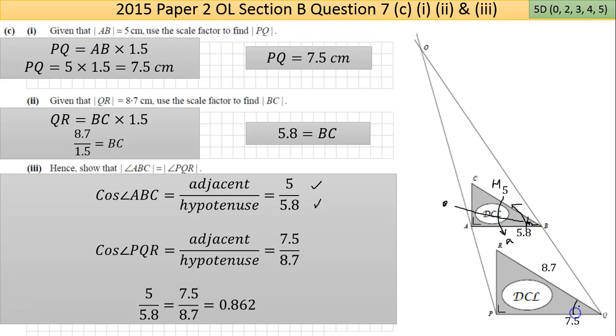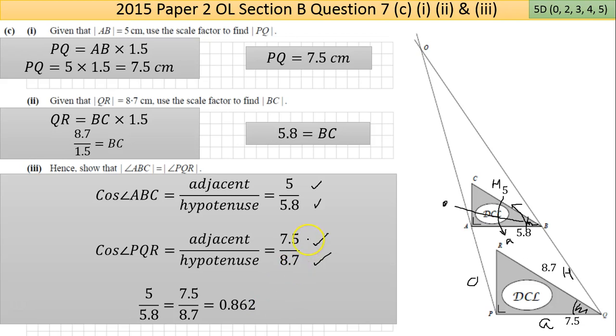So again, this is the angle I'm looking for here. Okay, so this is the opposite. This is the adjacent. This is the hypotenuse. So I'm looking for cos of that angle, which is the adjacent 7.5 over the hypotenuse 8.7. So if those two fractions are equal, then the angles will be equal. Now it may not look like it, but if you turn them both decimal, 5 divided by 5.8 is the decimal 0.862. Do the calculator 7.5 divided by 8.7, I'll also get the decimal of 0.862. So you see 0.862 equals 0.862, therefore both angles are equal.